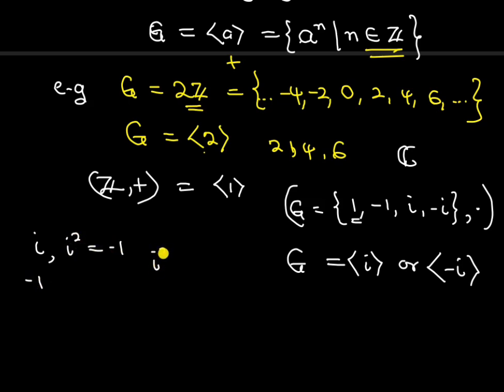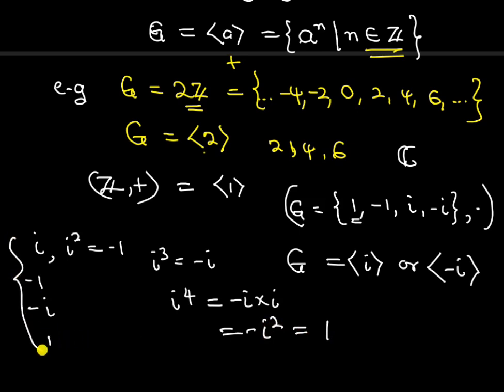If I raise it to power 3, that's going to be -1 times i, which is -i. So I've gotten -i. And if I raise it to power 4, that will give me -i times i, which is actually -i squared, which is equal to 1. Alright, so you have seen that now raising this to repeated powers has generated all the elements of the group. So it is a cyclic group.